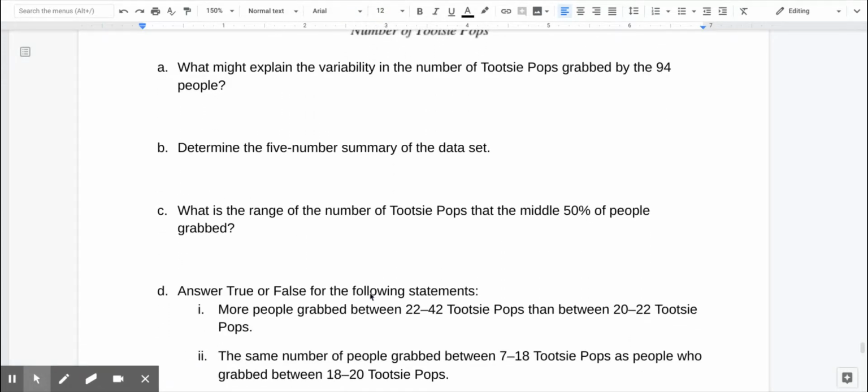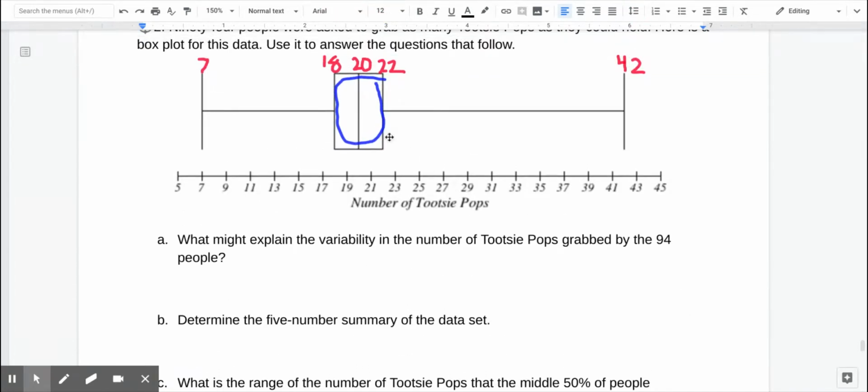True or false? We're going to have to zip up and down. More people grabbed between 22 and 42 Tootsie Pops than between 20 and 22 Tootsie Pops. Okay. More people between 22 and 42. Well, the number of people between 22 and 42 is 25%, because that's the upper fourth of the data. Between 20 and 22, that's also 25%. So no, that's false, because the same number should have grabbed there.